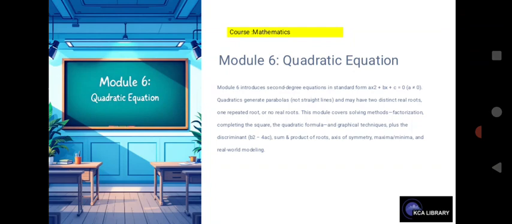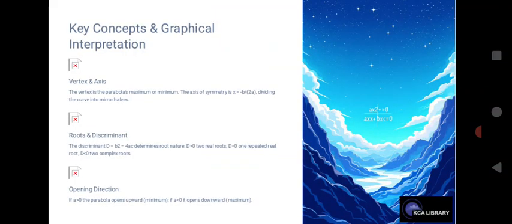This module covers methods of solving quadratic equations: the factorization method, the completing the square method, the quadratic formula, and even graphical techniques. We'll look at them in detail. We'll also look at the application of quadratic equations so that we see that mathematics goes beyond mere formulas and numbers. So let's look at key concepts in it.